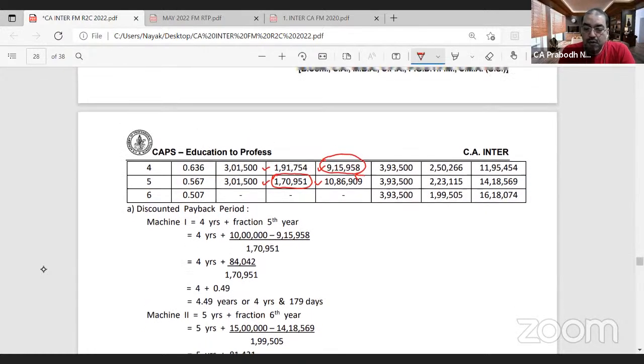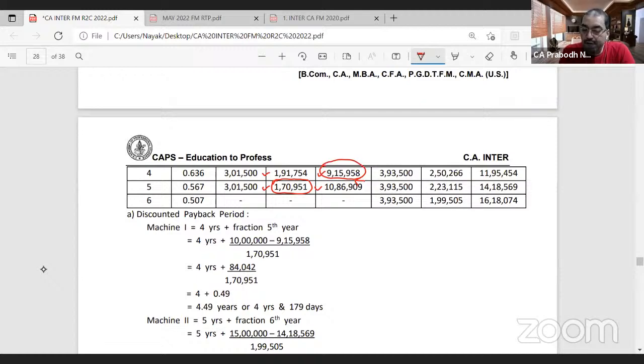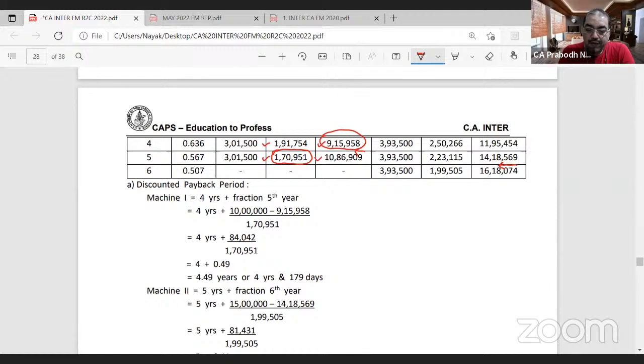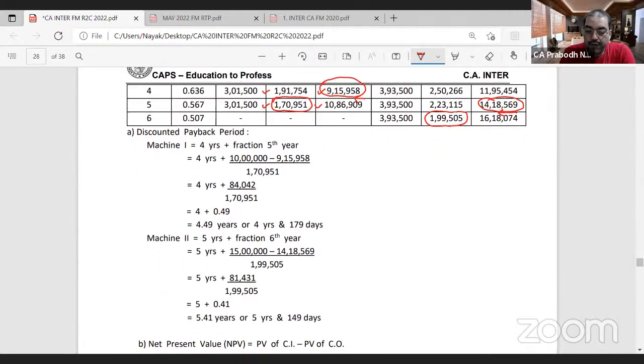For machine 2, the amount is 15 lakhs. So 15 lakhs is somewhere here, between the 5th and 6th year, that is 5 completed years plus fraction of 6th year. Out of 15 lakhs, 14 lakh 18,000 we have already covered here. So the balance will be covered out of next year's cash flow of 1,99,000. So 5 years and fraction. That fraction comes to 0.41. So 5.41 years or 5 years and 140 days.